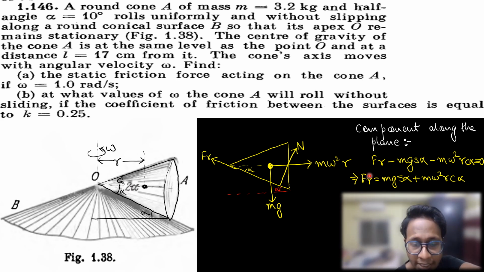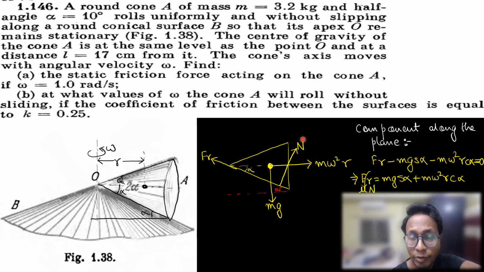So to find out the maximum value of omega, we need to apply the limiting value of friction force. That means, what is the maximum value of friction force in this direction the surface can tolerate? The maximum value of friction force is nothing but mu into N, where mu is the coefficient of friction.